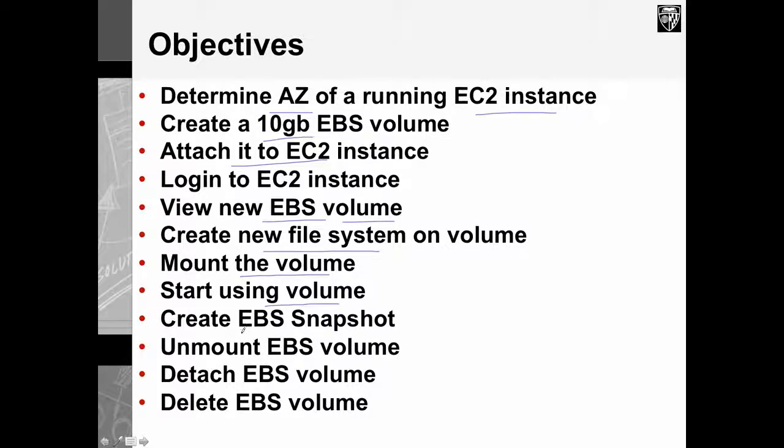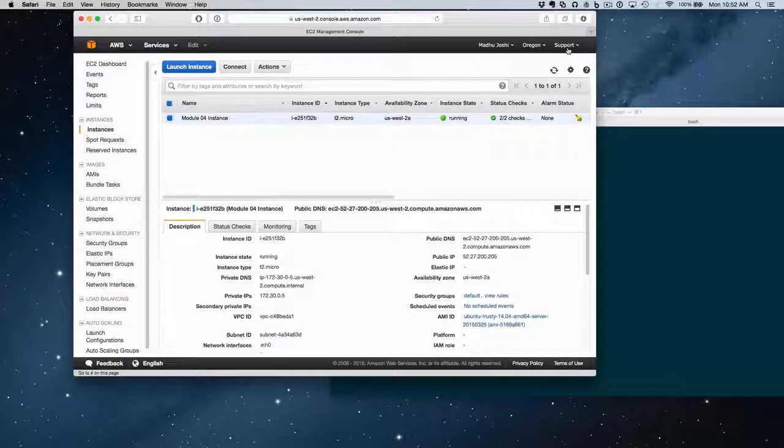Finally, we'll figure out how to create an EBS snapshot of the volume so that our data gets backed up. And then when we're done with the volume, we'll figure out how to unmount that volume, how to detach that volume. Remember, when we detach that volume, that EBS volume is still in our account. Then it can be attached to another running instance if we choose to. Then when we completely want to get rid of that EBS volume, we will figure out how to delete that EBS volume.